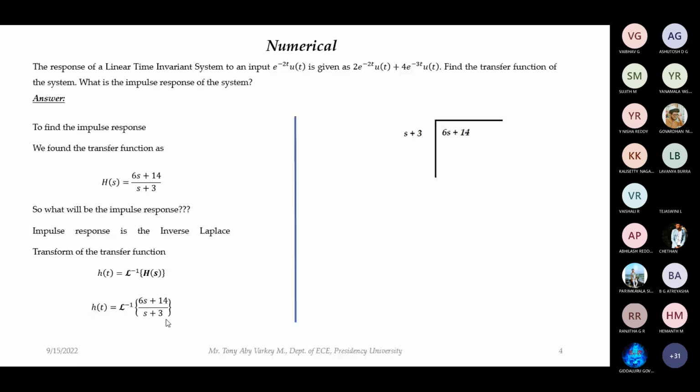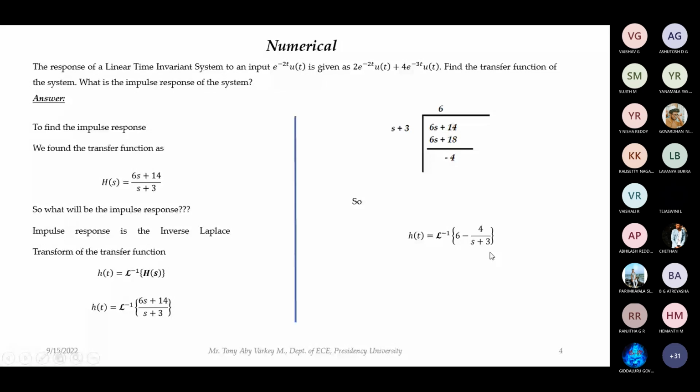What will be the quotient? Anyone? 6. So it will be 6, and it will be 6s plus 18, so what is the remainder? Minus 4. Okay. Which means that I can write this as 6 minus 4 by s plus 3. Correct? This whole thing can be written as 6 minus 4 by s plus 3.